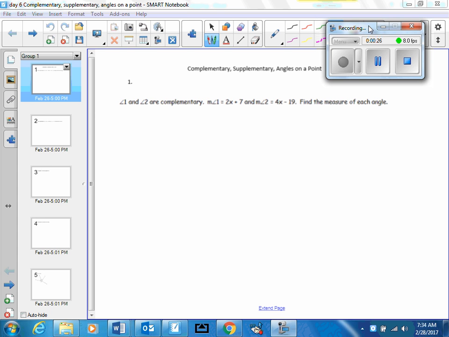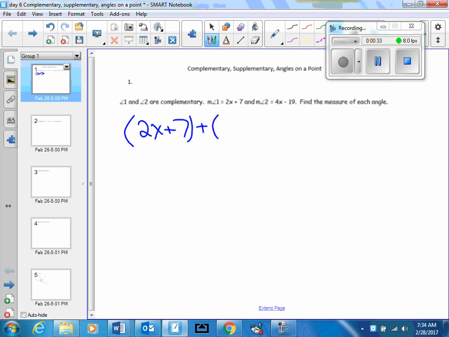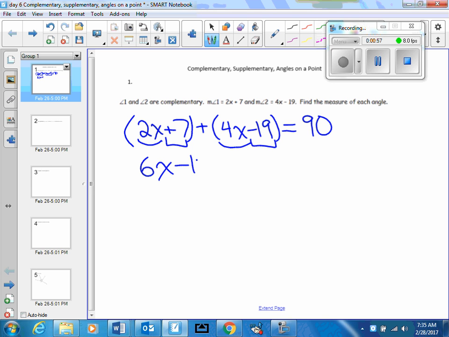So because they are complementary, that tells me that if I add together the two angle measures, angle 1 plus the measure of angle 2, I have to get 90 degrees for complementary. So now I have to solve this algebraically. I start by combining like terms. 2x plus 4x becomes 6x. 7 minus 19 becomes minus 12 equals 90.